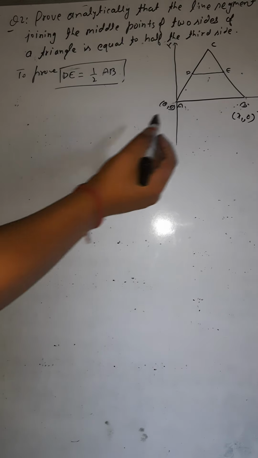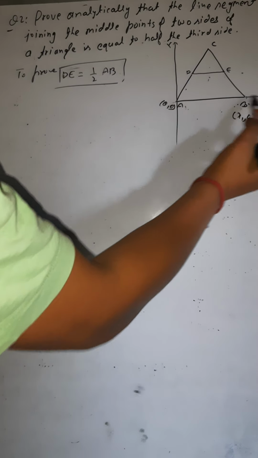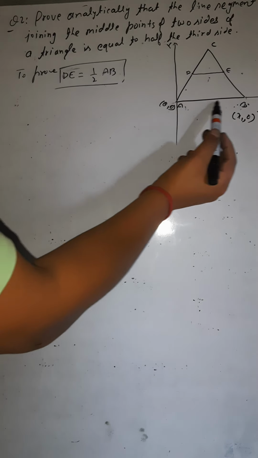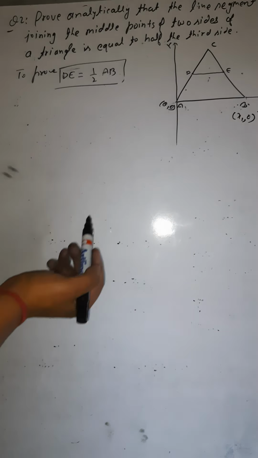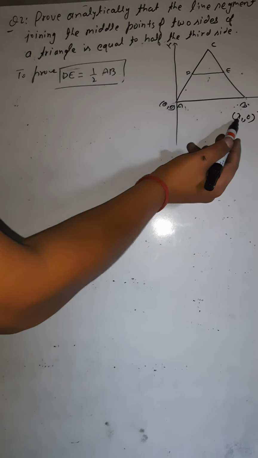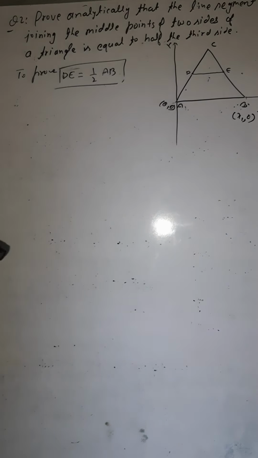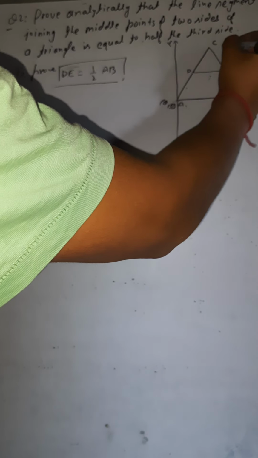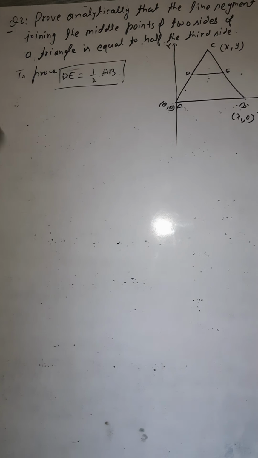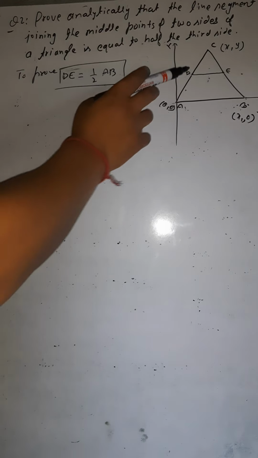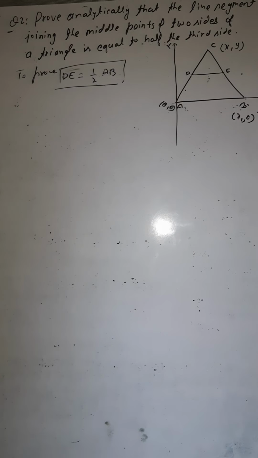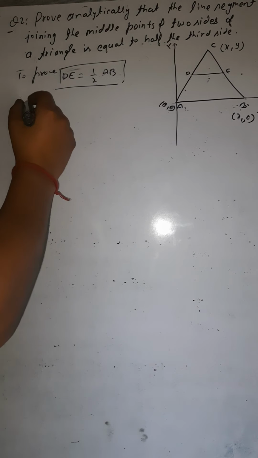Because this AB is along the x-axis, as I have told, any point along the x-axis has y equal to 0. So at B also, the x coordinate is x1 and the y coordinate is 0. And what would be the coordinates of C? Let's say the coordinates of C are x, y. Hope you are getting this now. As D and E are the midpoints, can you find the coordinates of D and E? Yes, using the midpoint theorem.